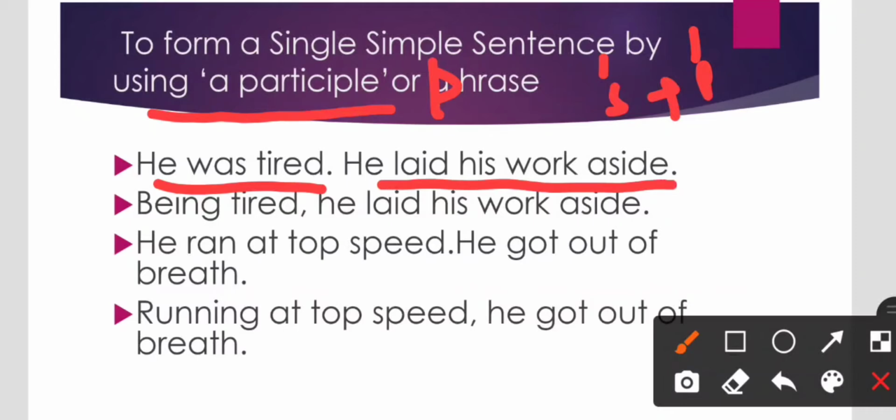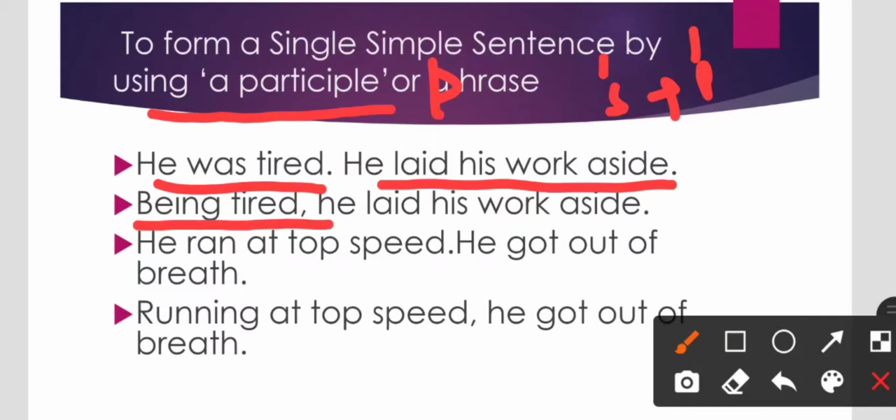So the first sentence will be converted into a participle phrase. How can you frame a participle? By adding ing to the first form, by writing the third form of the verb, and by a perfect participle, that is having plus third form. So he was tired, we will convert was tired into a participle phrase, that will be being tired. Okay, then we will put a comma and then we'll write the second sentence, he laid his work aside. Being tired, who was tired? He was tired. So the phrase is referring to the pronoun he. So he laid his work aside.